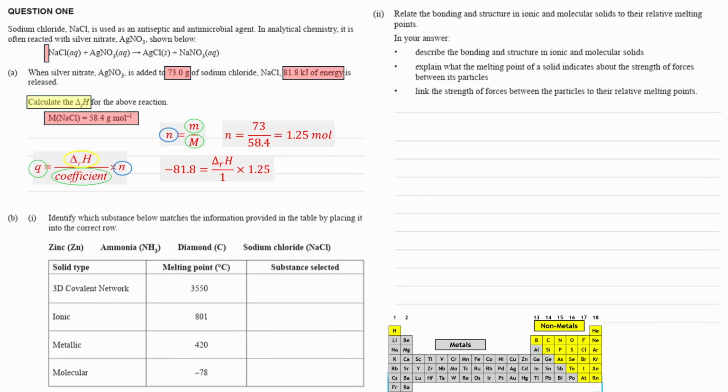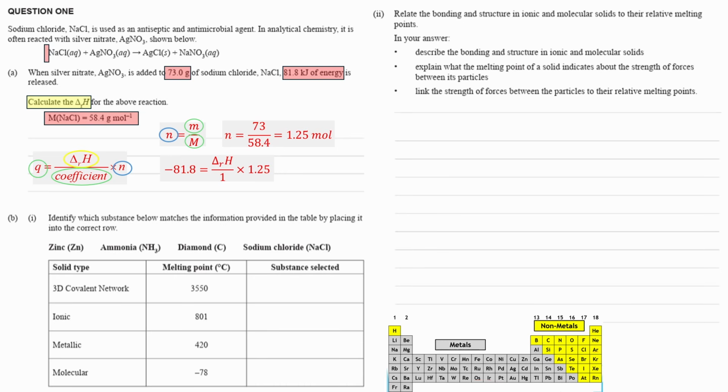solve this first equation. So I substitute in here my Q value, which is 81.8 kilojoules of energy. Notice it says is released, that is exothermic, so I'm going to place a negative in front of it. I don't know what delta rH is. Remember, I said my coefficient was 1, and I just calculated my moles as 1.25. So I've taken this equation and substituted everything in. Now here, all I need to do is rearrange and solve.